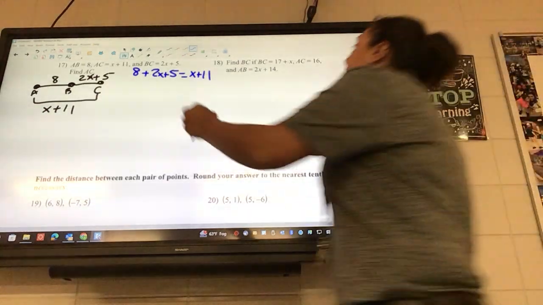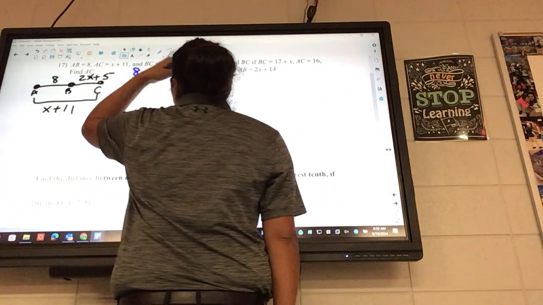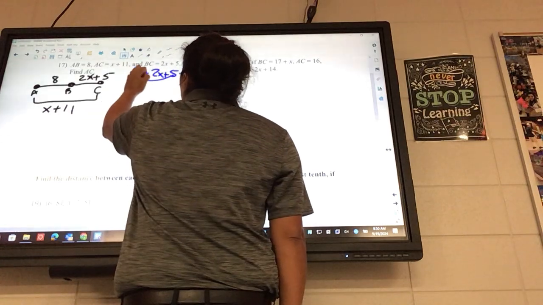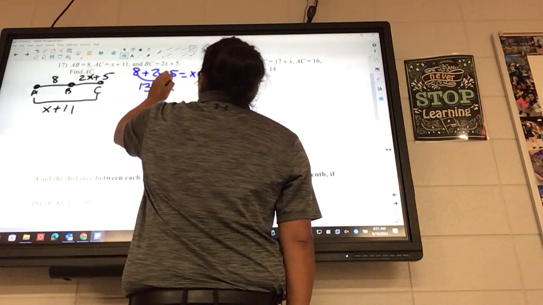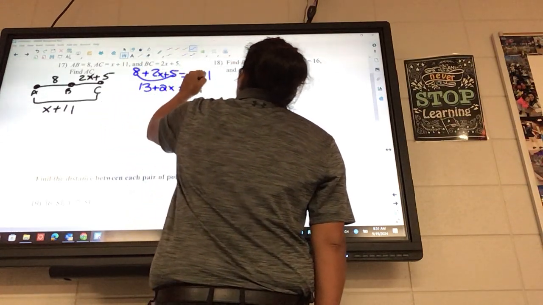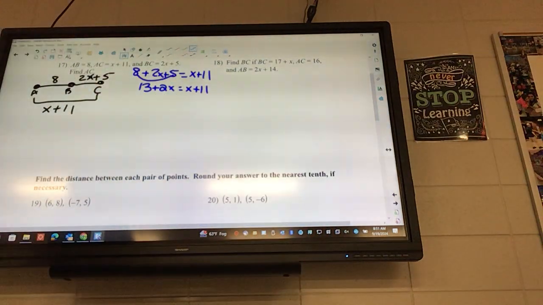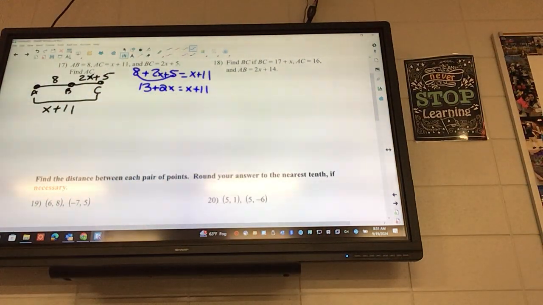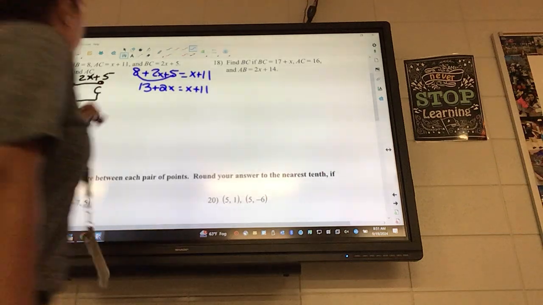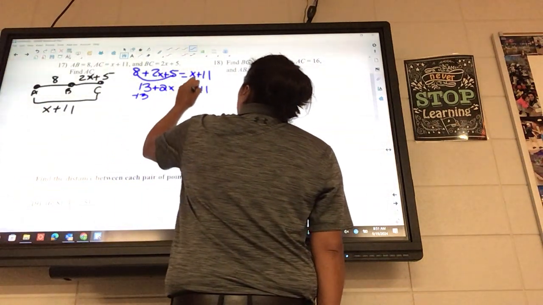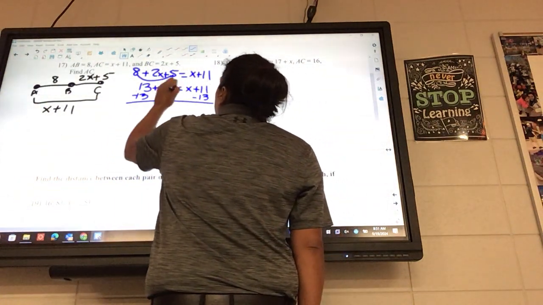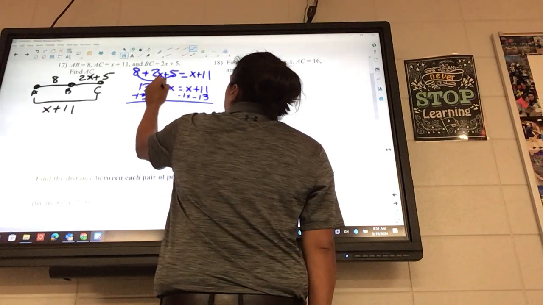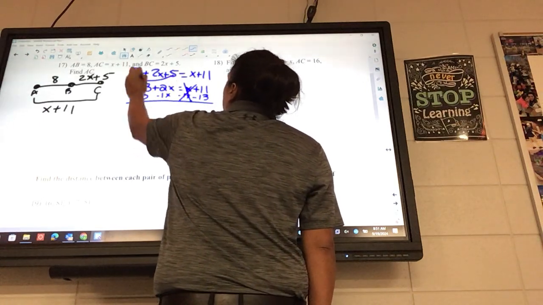Okay, I can combine the 8 and the 5 to give me 13. 13 plus 2x equals x plus 11. Okay, then we're going to move our letters to the left and the numbers to the right. So who's going to get moved? The 13 is going to get moved, and he's going to go under the 11. And the 1x is going to get moved, and he's going to go under the 2x.